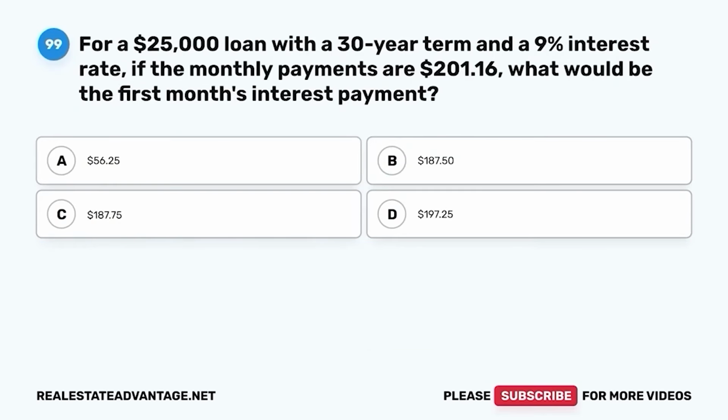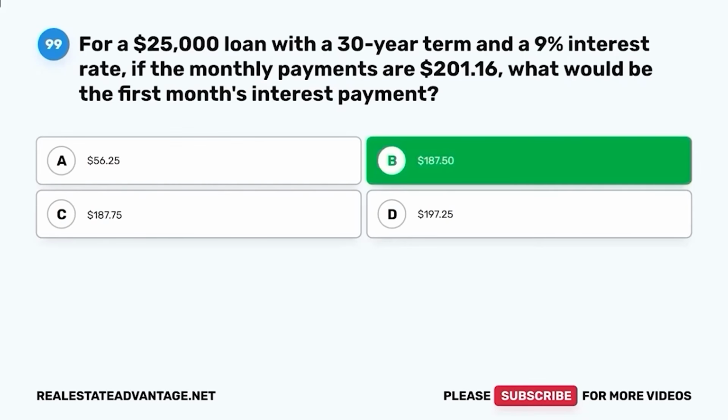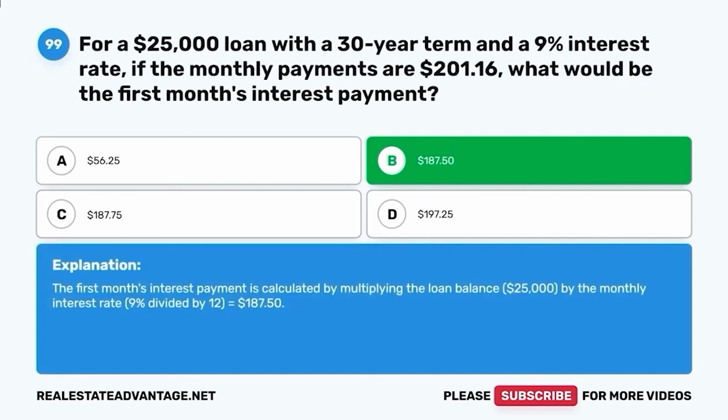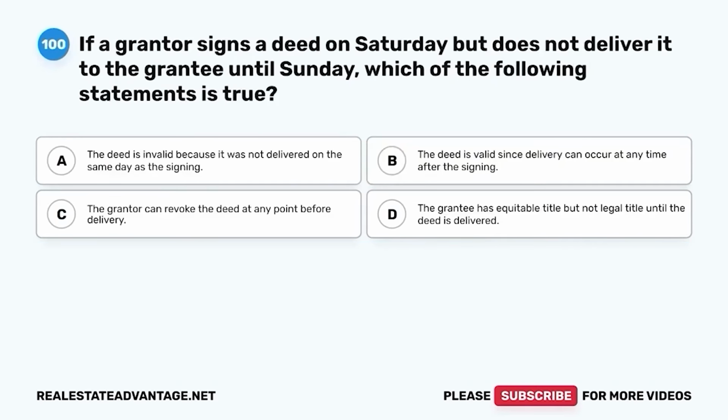Question 99. For a $25,000 loan with a 30-year term and a 9% interest rate, if the monthly payments are $201.16, what would be the first month's interest payment? A. $56.25. B. $187.50. C. $187.75. D. $197.25. The correct answer is B. $187.50. The first month's interest payment is calculated by multiplying the loan balance, $25,000, by the monthly interest rate, 9% divided by 12, equals $187.50.